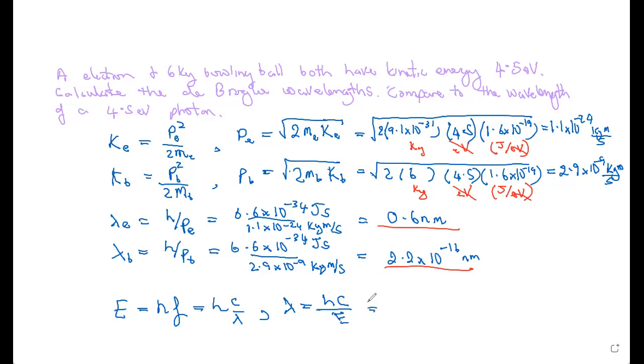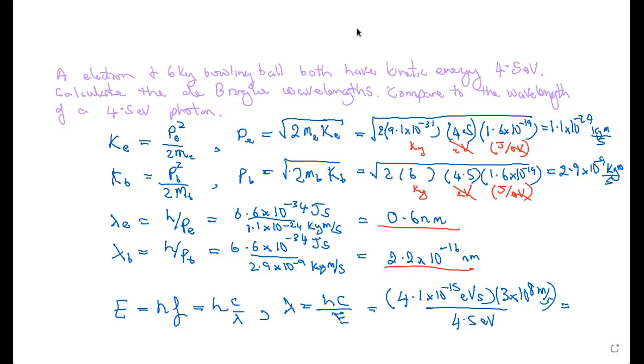So plugging in the numbers now, I'm going to plug in Planck's constant. I'm going to plug this in, it's more convenient, in units of electron volt seconds rather than joule seconds. So it's 4.1 times 10 to the minus 15 eV seconds, multiplied by the speed of light, that's 3 times 10 to the 8 meters per second. Divide this by the energy of the photon in electron volts, that's 4.5 electron volts.